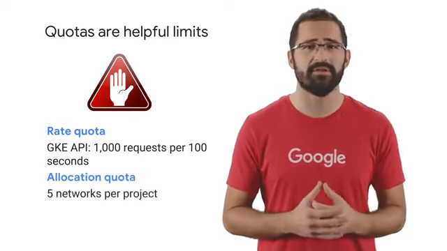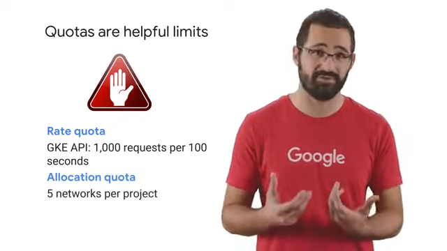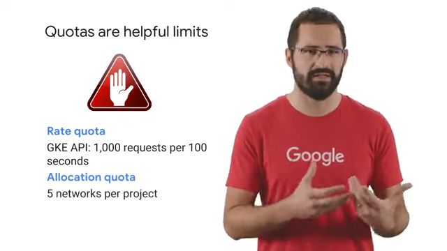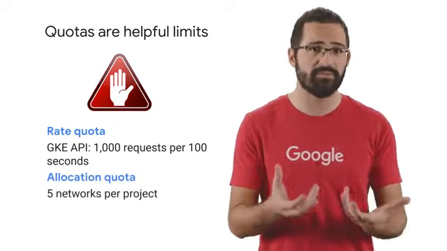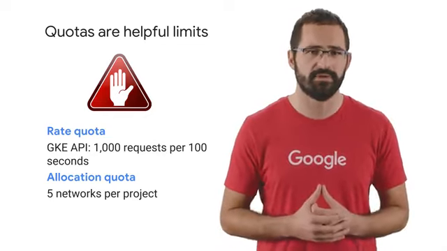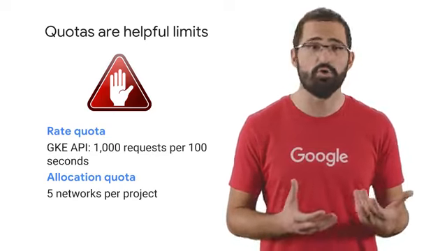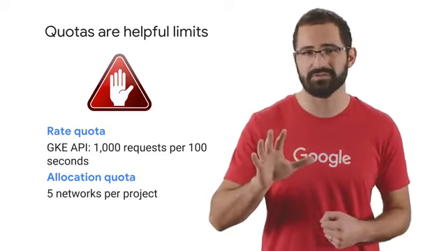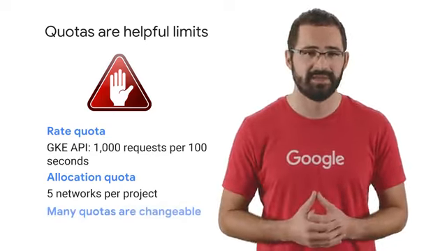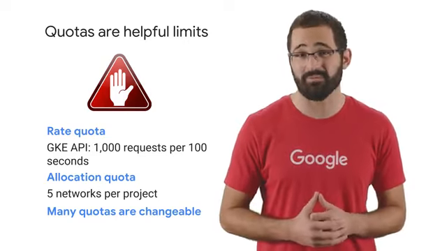Allocation quotas govern the number of resources you can have in your projects. This doesn't reset at any interval. Instead, you need to free up those resources to stay within them. For example, by default, each GCP project has a quota allowing it no more than 5 VPC networks, or virtual private clouds. These quotas are not the same for all projects.